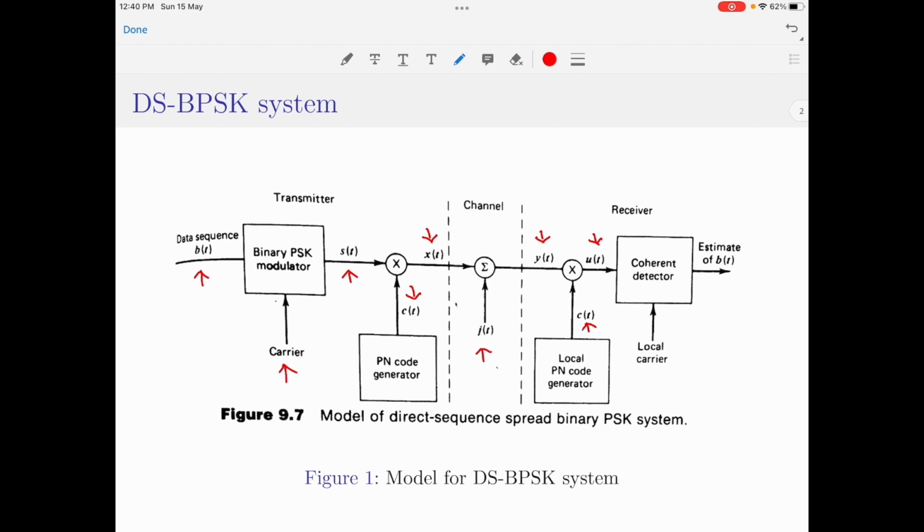Please note, here we will be using a coherent detector to perform demodulation. The coherent detector is also provided with a locally generated carrier, which is an exact replica of the carrier that is used in the modulator of the BPSK system. The output of this complete system is an estimate of the binary sequence B of t. Let us now write equations for each of these signals in terms of mathematical expressions.